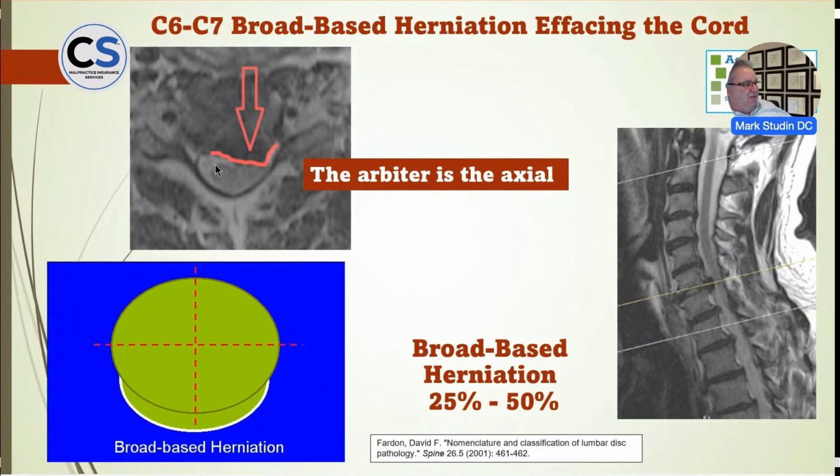Now we've got a C6-7 broad base herniation, 25 to 50%. I've colorized it for you here. Here is the opposing sagittal view. It gets a little crazy, but once you see it over and over again, if we colorize the whole thing, right here would be the whole outline of that herniation. But here it is causing a compression of the spinal cord, because see a little bit of CSF here? You see none all the way around. So this is compressing the spinal cord.